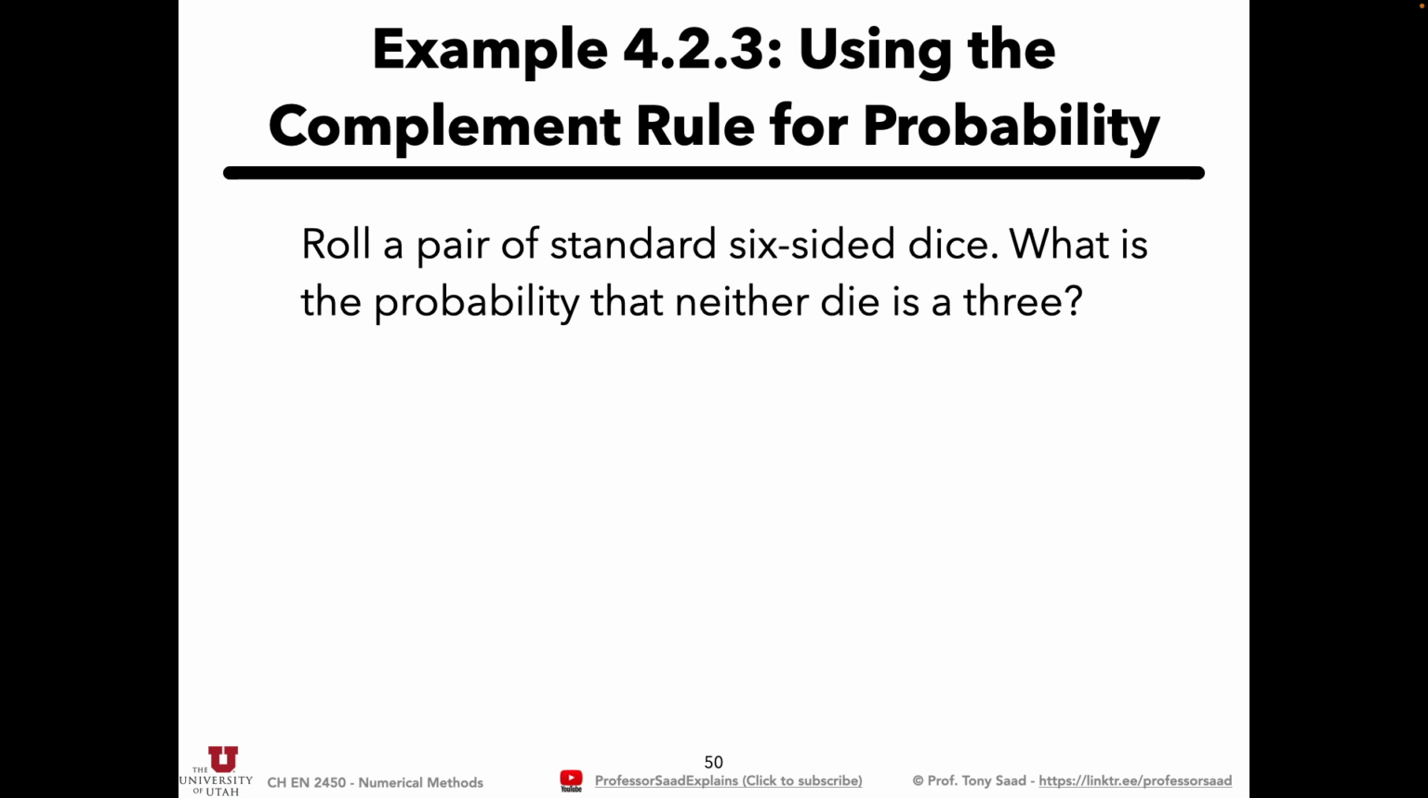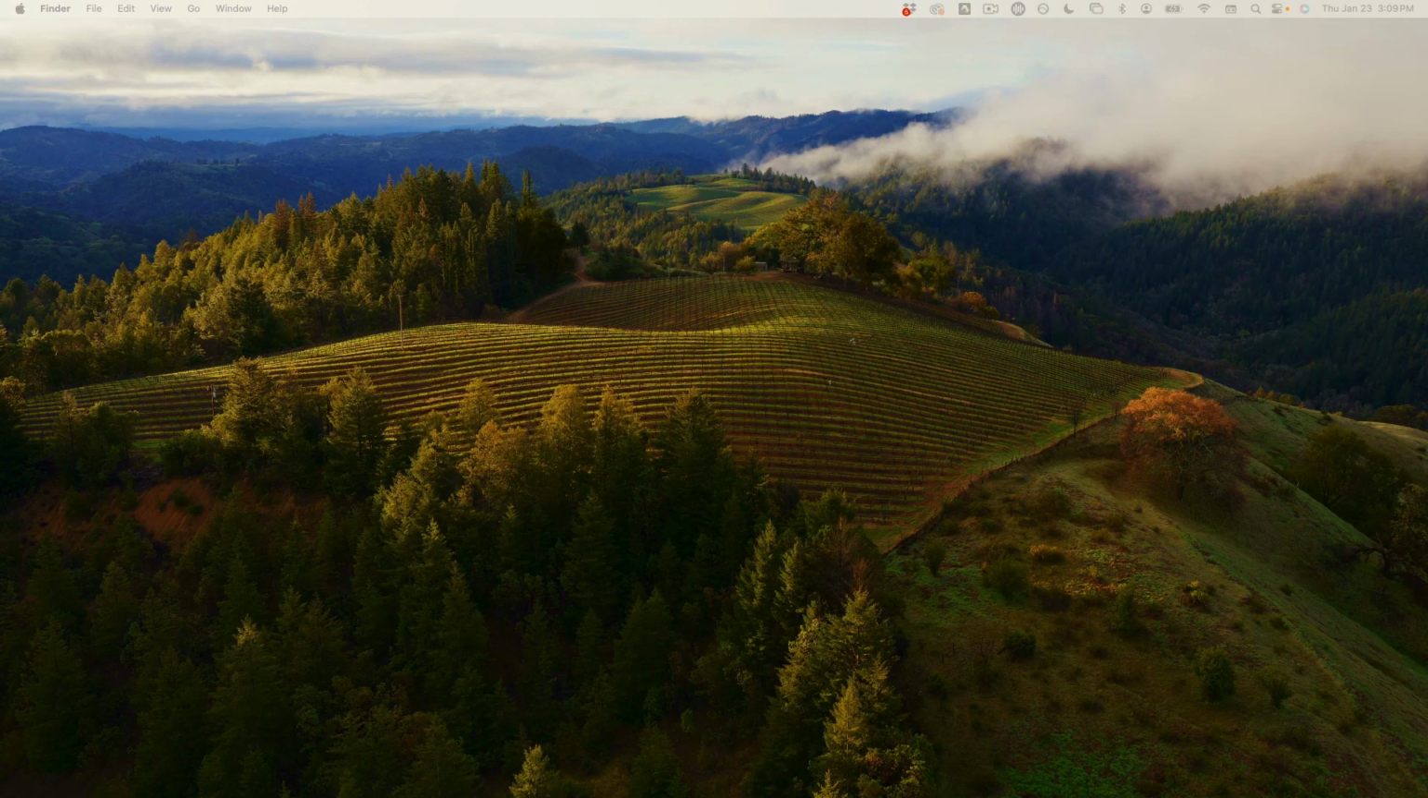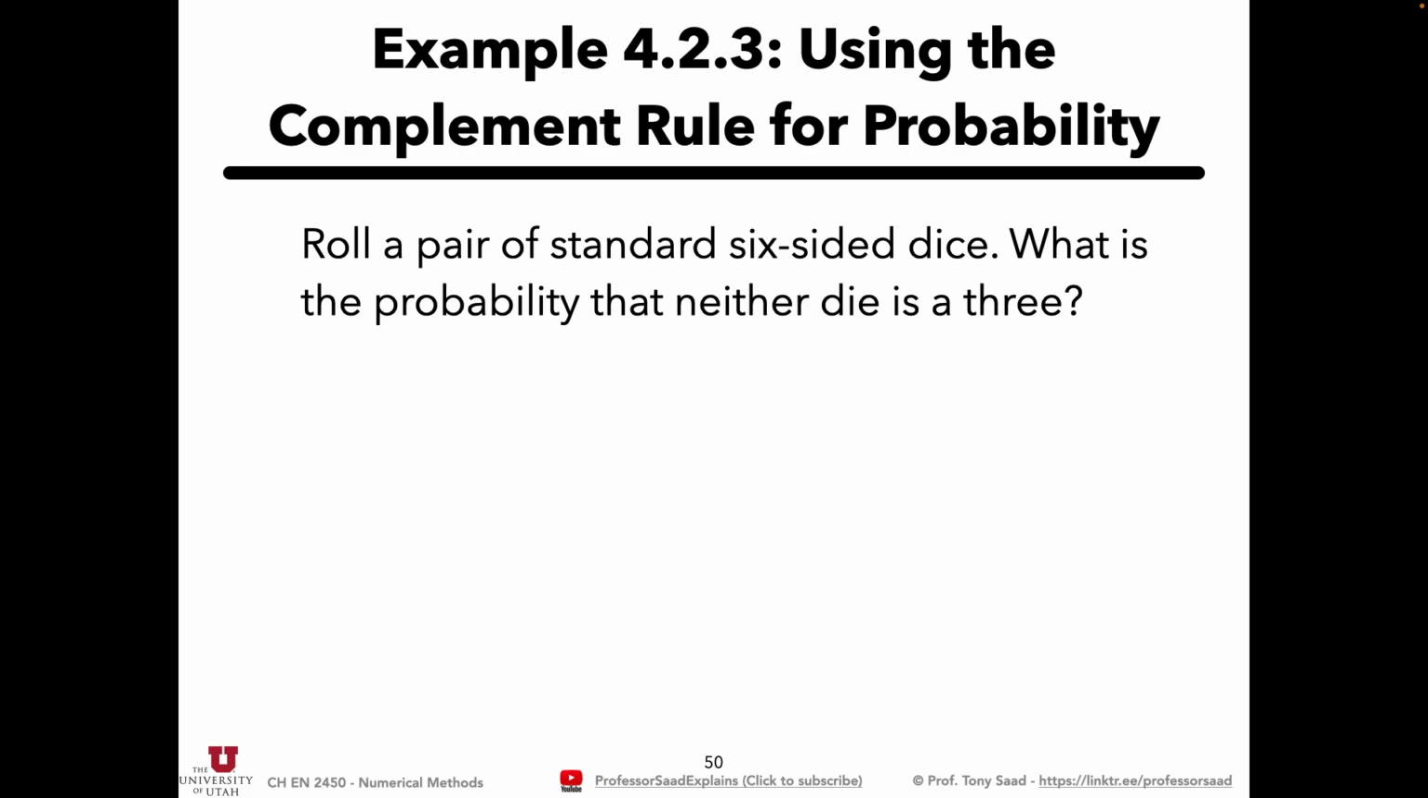Another way we could use the complement, and I promise we're going to get to the Let's Make a Deal problem next. Roll a pair of standard six-sided dice. What is the probability that neither die is a 3? Go back to the sample space we had listed before, all of those outcomes. You can pick all of the ones where neither die is a 3, or you could pick its complement, find that probability, and deduce the probability of your event.